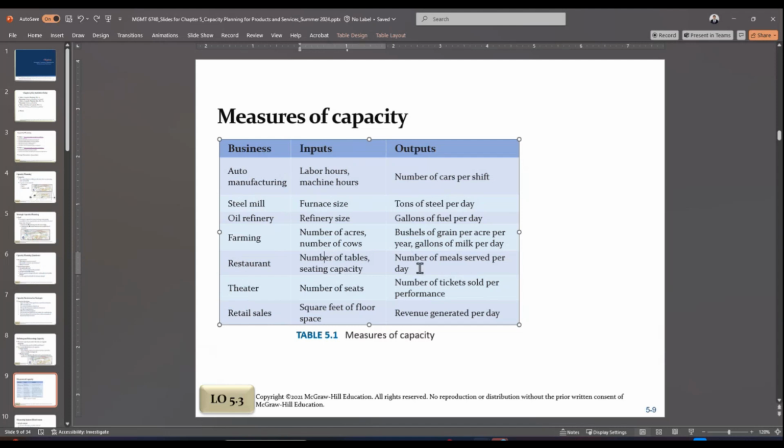So again, it's logical, right? If there is demand, and customers are waiting in the queue, and you still want to increase the number of meals served per day, you have to increase the tables. That's one way to do it. And I will say, logically, increase the seating capacity as well. So these are some of the inputs and outputs for each of these business type examples.